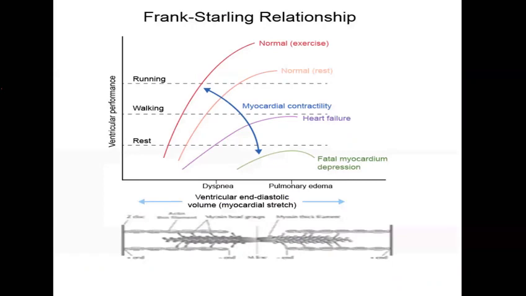Preload is the diastolic volume. So it is not essentially the pressure, but essentially the diastolic volume that will determine how much ratcheting there is between the actin and the myosin.